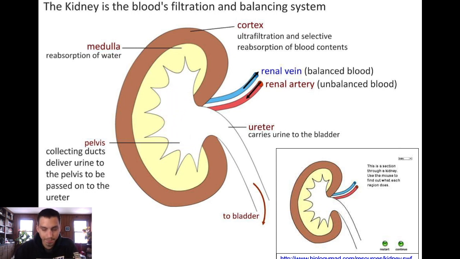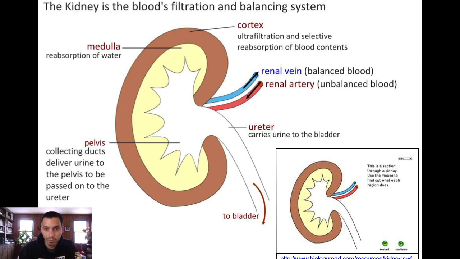The cortex is for ultrafiltration and selective reabsorption. The medulla is where we reabsorb water so that we don't lose too much water. And the pelvis of the kidney contains the collecting ducts that are going to collect the urine that has been created and pass it on to the ureter. The ureter, as we mentioned, is going to carry that urine down to the bladder.